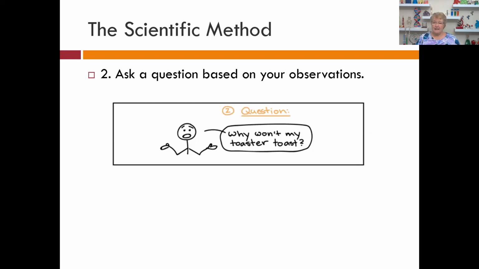Are we on the wrong setting? Is it too low? Oh, I was just about to say the heat level. Yeah, heat level. Is something jammed? Is it broken?